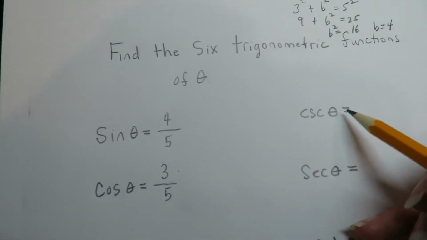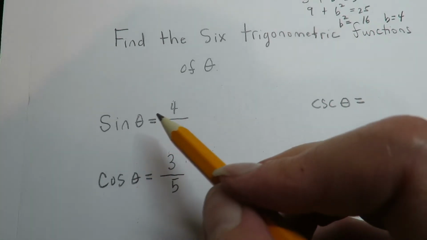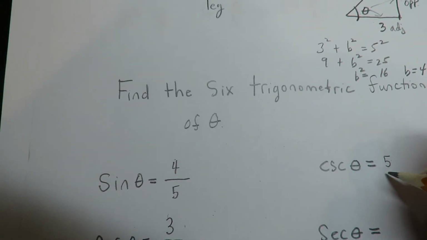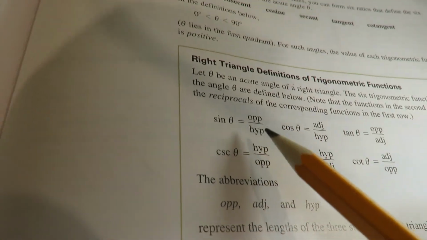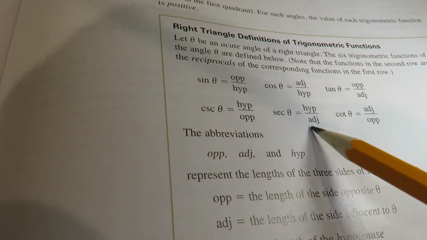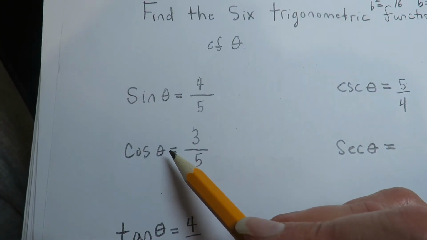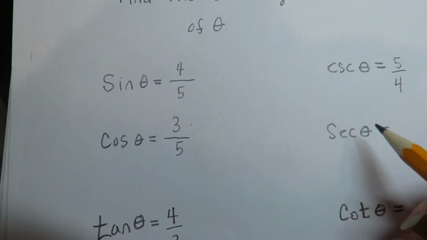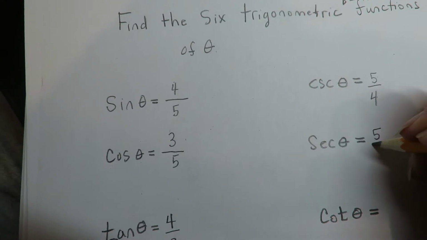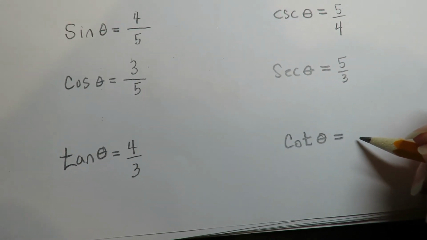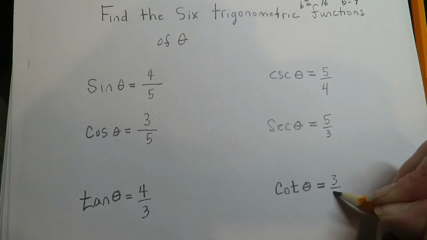Now, the other three are what we would call the reciprocals. The reciprocal of sine, or the flip of it, would be the hypotenuse over the opposite. If you notice, these formulas are just flipped. If you can remember that pattern, that might help you. The reciprocal of the cosine is the secant, which is going to be the hypotenuse over the adjacent, and the reciprocal of the tangent is the cotangent, which is going to be the adjacent over the opposite.